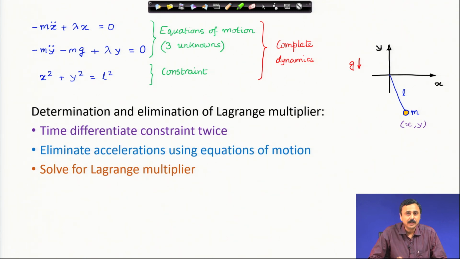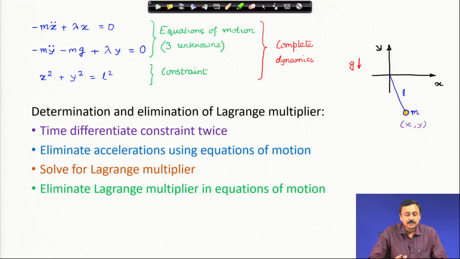We will solve for the Lagrange multiplier. In this case, we have only one Lagrange multiplier. We will solve for that Lagrange multiplier and substitute it back into our equation of motion. Because we have differentiated the constraint 2 times, we have got up to accelerations, which we have eliminated using the differential equations of motion. Therefore, our Lagrange multiplier will be a function of displacements and velocities. Accelerations have been eliminated.